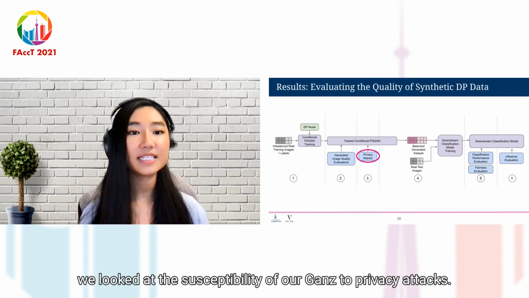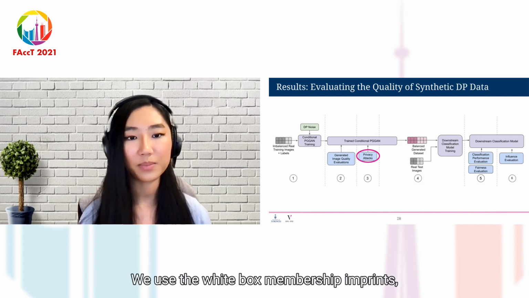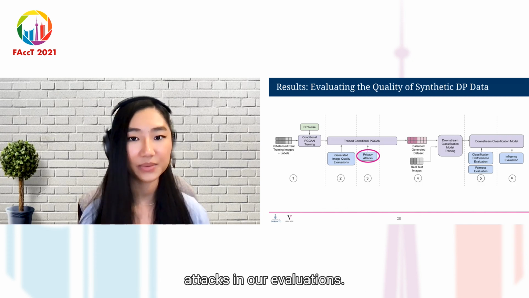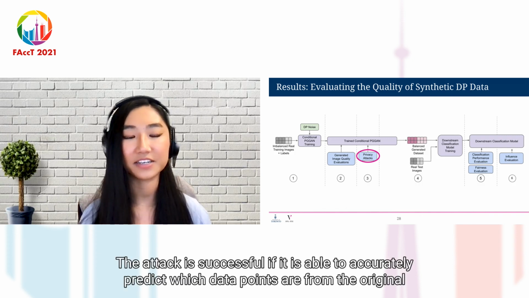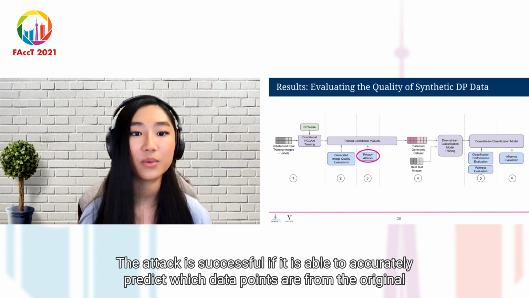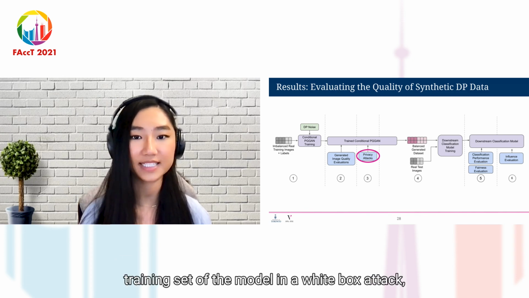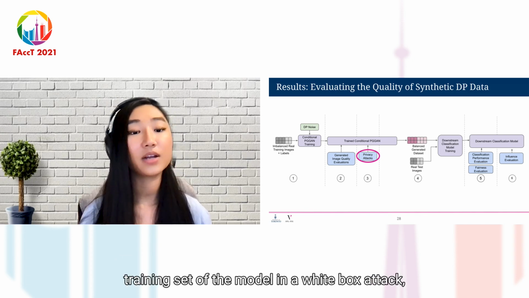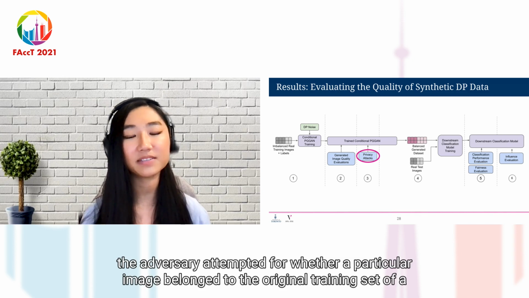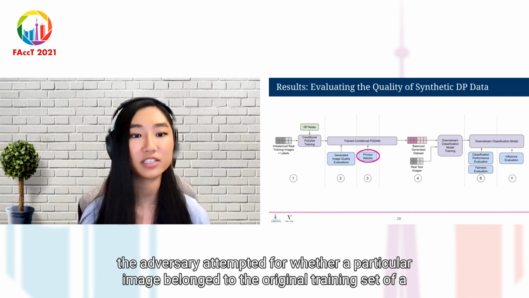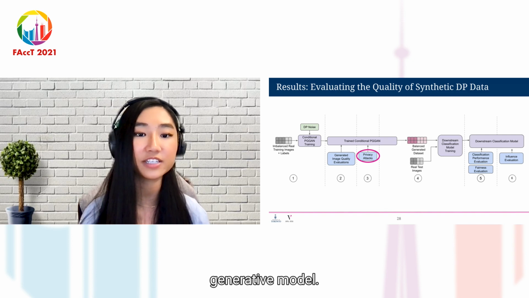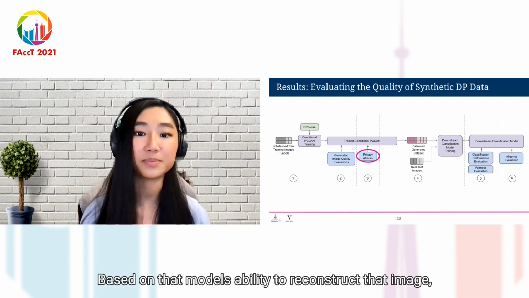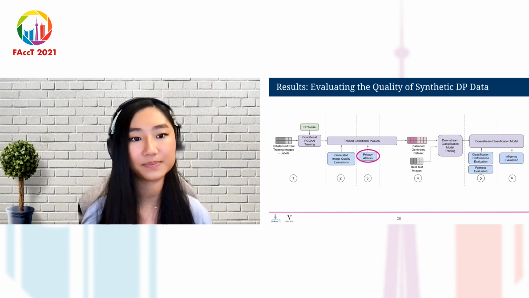Next, we looked at the susceptibility of our GANs to privacy attacks. We used white box membership inference attacks in our evaluations. The attack is successful if it is able to accurately predict which data points are from the original training set of the model. In a white box attack, the adversary attempts to infer whether a particular image belonged to the original training set of a generative model based on that model's ability to reconstruct that image.